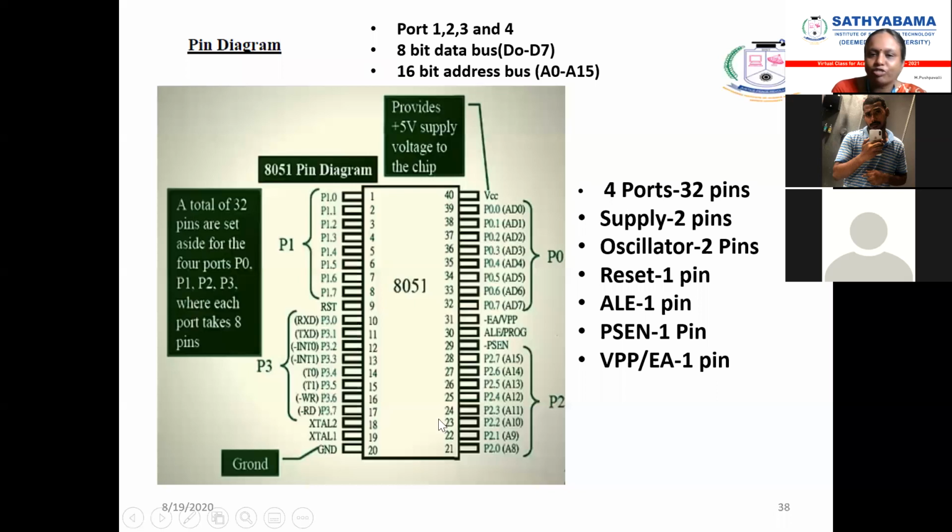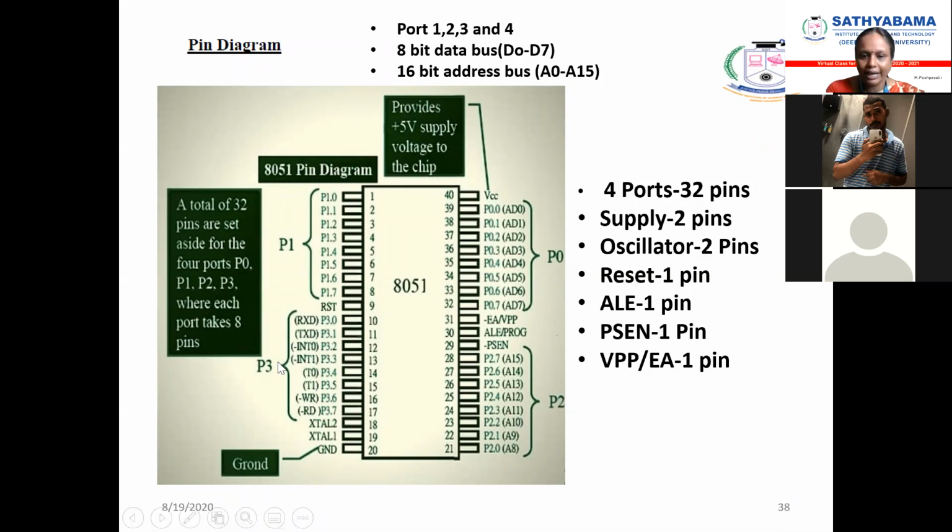See, this is 40 pins. I told you this 8051 microcontroller is 8-bit only. So how many bits is the data bus? 8-bit data bus. But the address bus will be how many bits? 16-bit address bus. You have seen D0 to D7, which will be the 8-bit data, and the 16-bit address bus, I told you, A0 to A15.